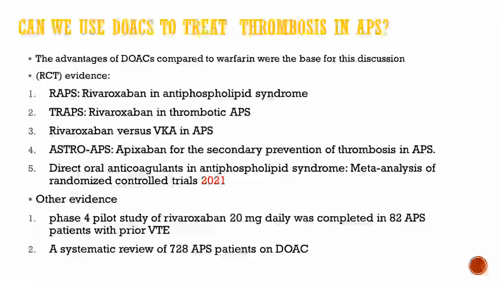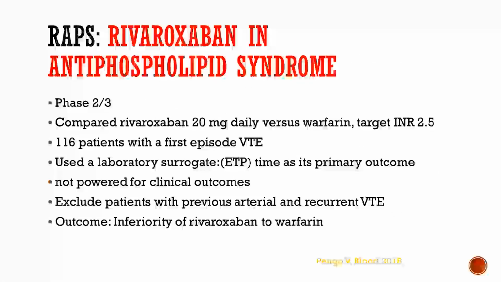A few other pieces of evidence came from small studies, like a phase 4 pilot study of rivaroxaban 20 milligrams daily versus warfarin, which was completed in 82 APS patients with prior VTE and showed not much difference. Another was a systematic review of 728 patients on DOACs, and we'll go quickly through the results of these studies. If we take RAPS, rivaroxaban in antiphospholipid syndrome, which was a phase 2/3 trial comparing rivaroxaban 20 to warfarin with a targeted INR of 2.5, it included 116 patients with first episodes of VTE.